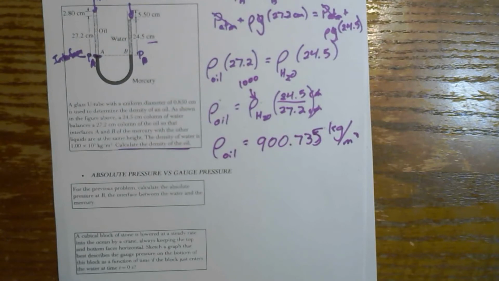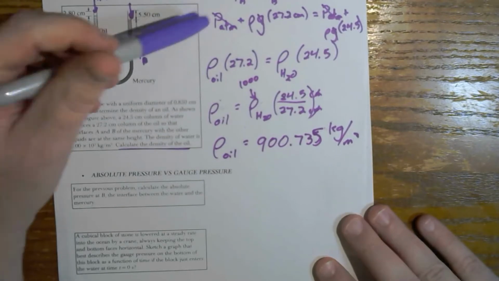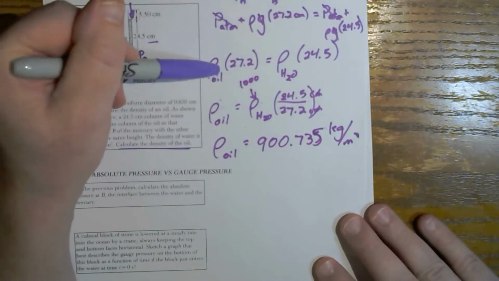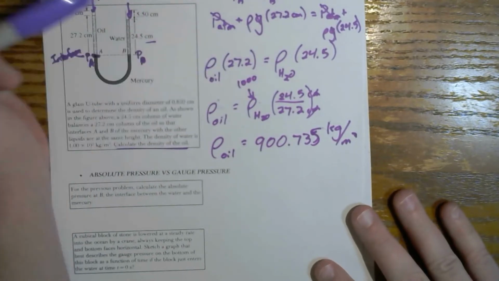And so when you see these manometer problems where you have an equal height between the two fluids, it's real simple. Just set it up to where you've got that little ratio proportion of densities and heights.